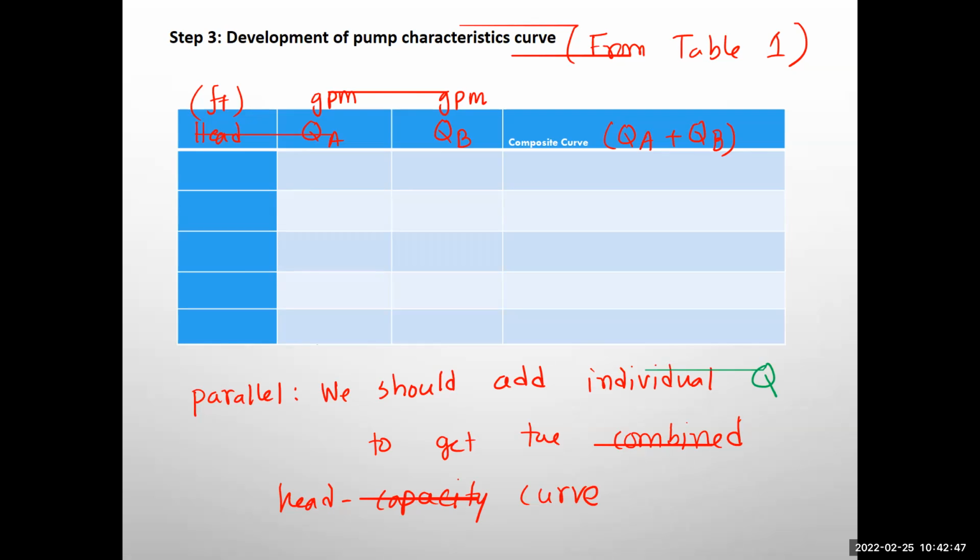Since you're calling QA and QB, you need to take everything. This one is everything about the pump, right? This one is for the QB.